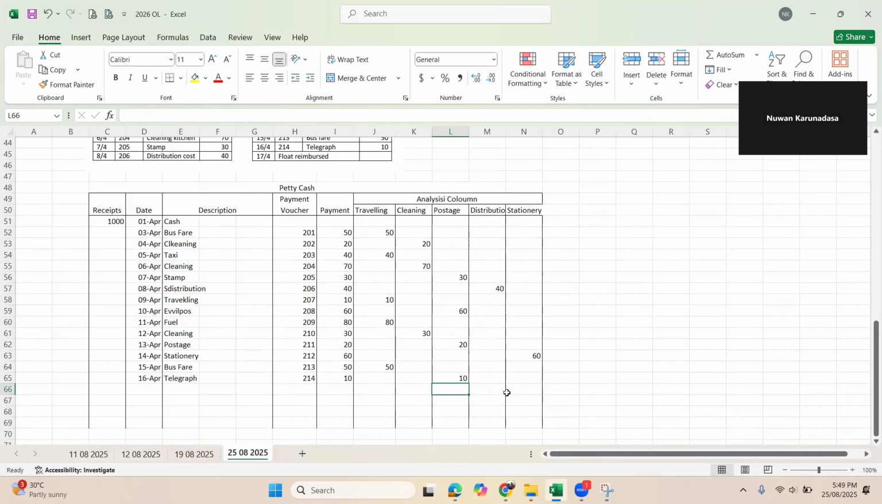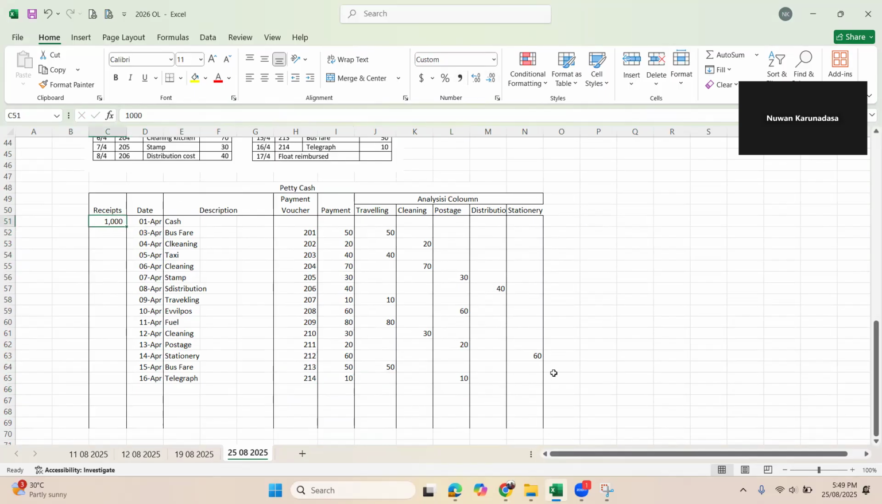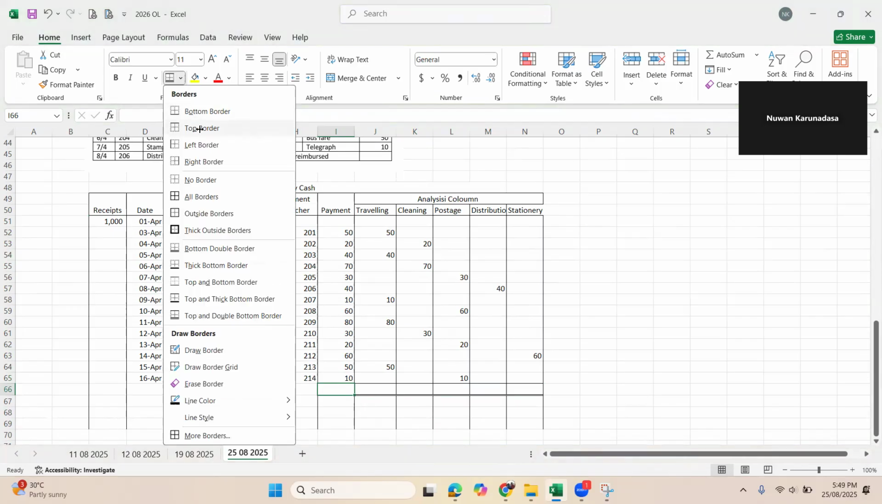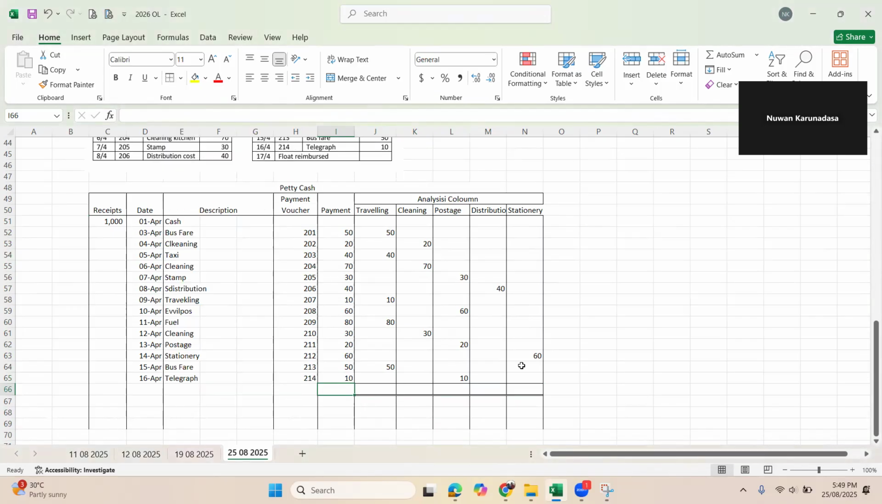Now you can see here, we have received 1,000 from the main cashier. From the 1,000, we have made a few payments. This is the total of the payments that have been paid from the petty cash, right? Now we have to get the total here, that is 570, right?